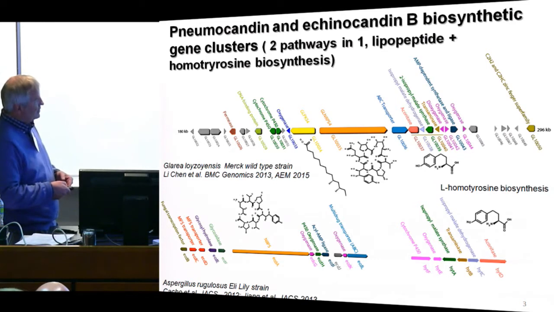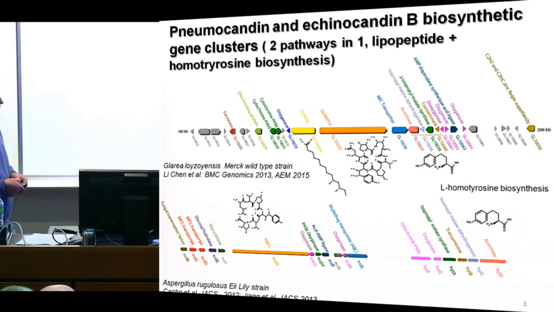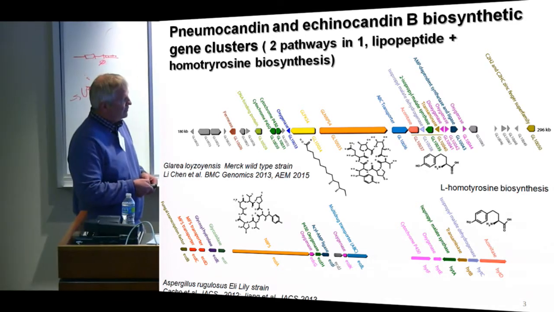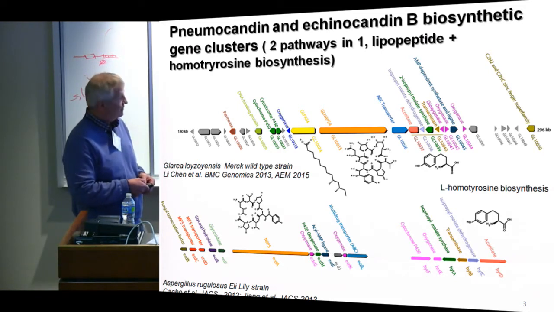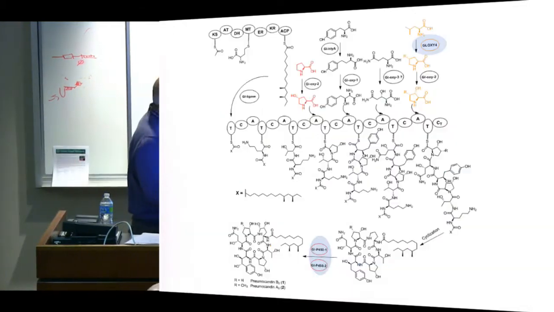What's strange is there's no PKS. They believe that the side chain, the linoleic acid side chain, comes from the cytosolic fatty acids. And then on a different scaffold in their genome, they found the homotyrosine biosynthetic gene cluster. So this is very similar, but it's different. Okay, so let's go ahead.